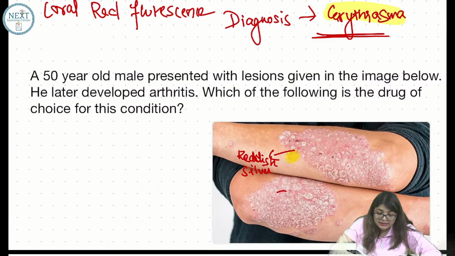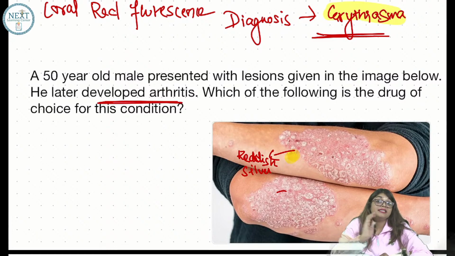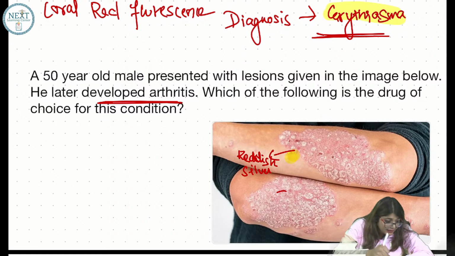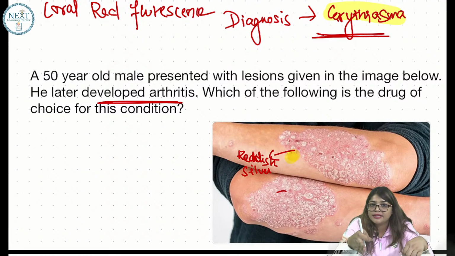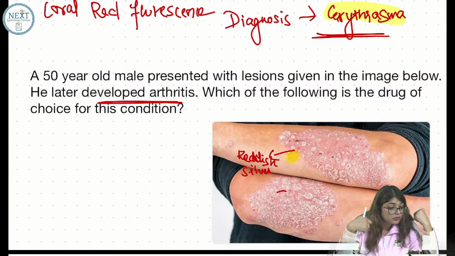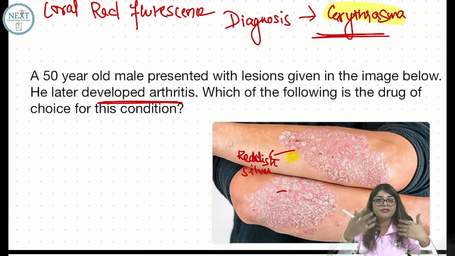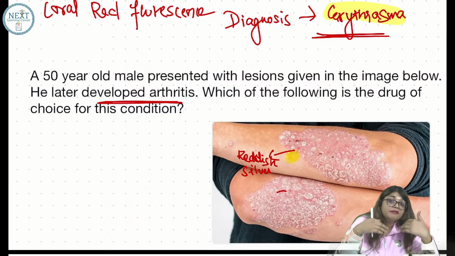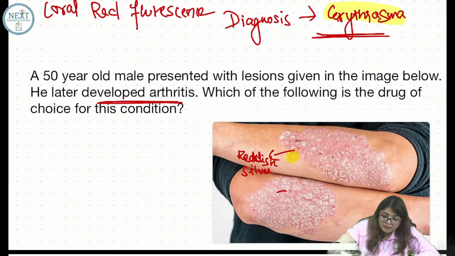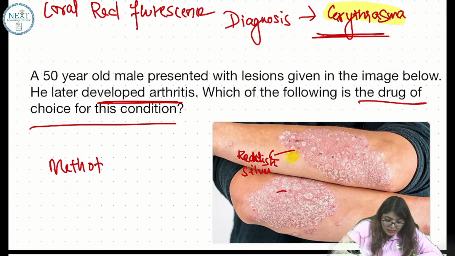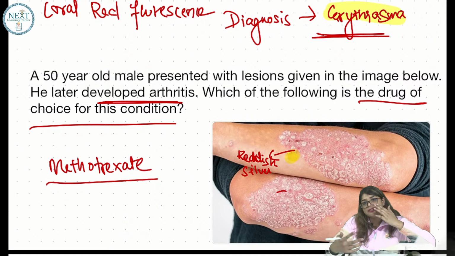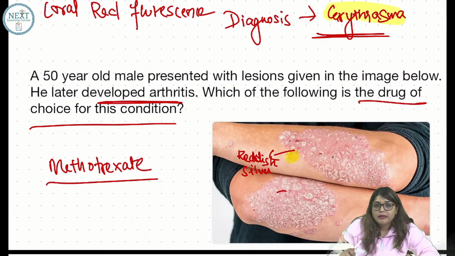But psoriasis here is associated with arthritis. So can you tell me one medication that is the drug of choice in arthritis that we can use here also? Because again, these are inflammatory diseases, right? So you can give the same medication here. So what can be the drug of choice for this condition? Very good. It is methotrexate. Now with methotrexate, can you tell me where else do we use methotrexate?